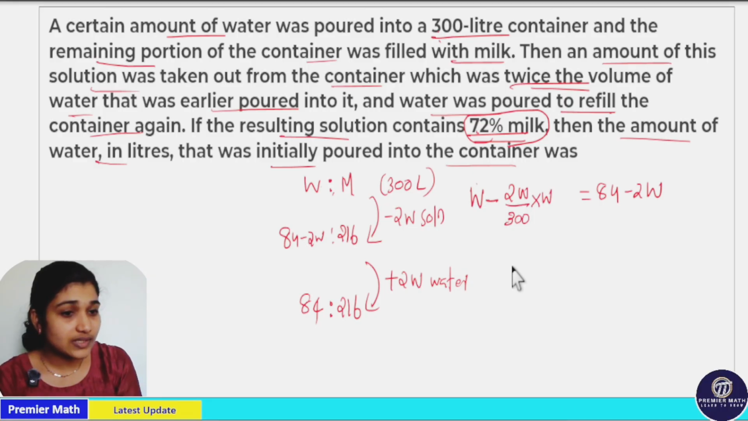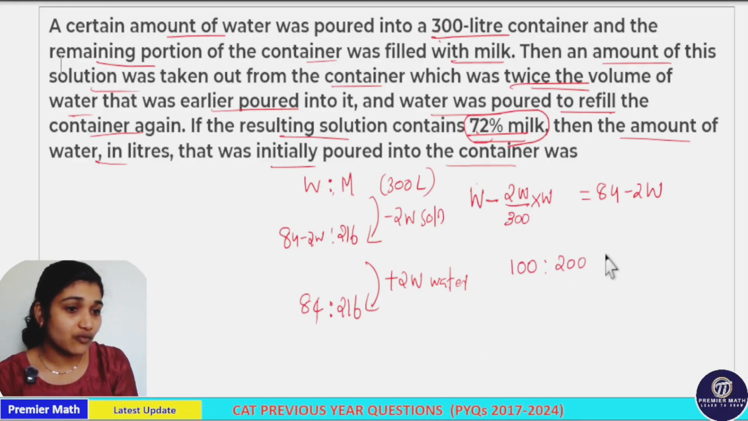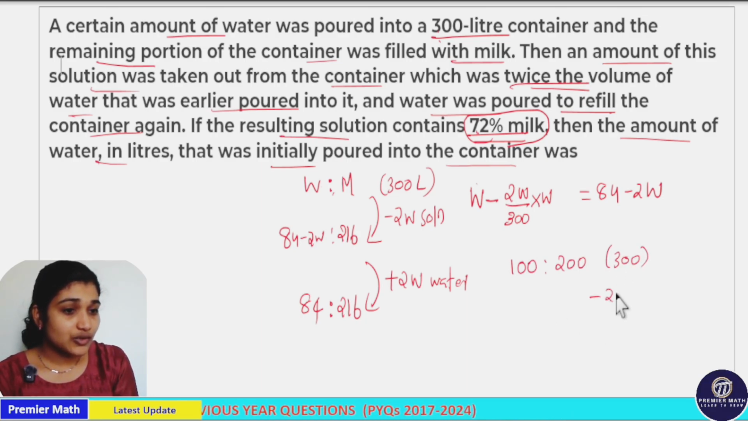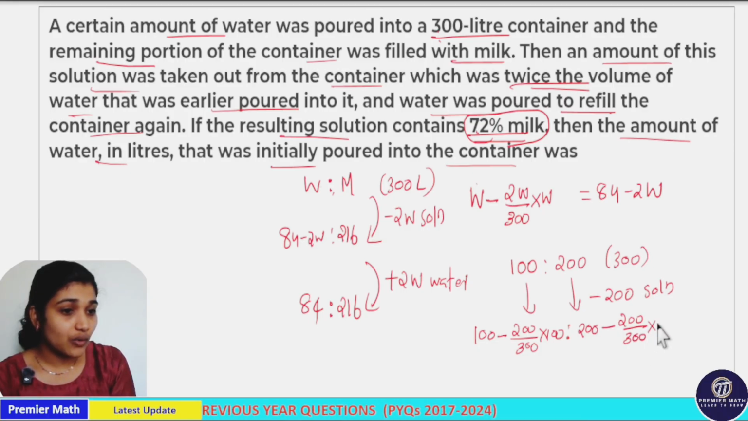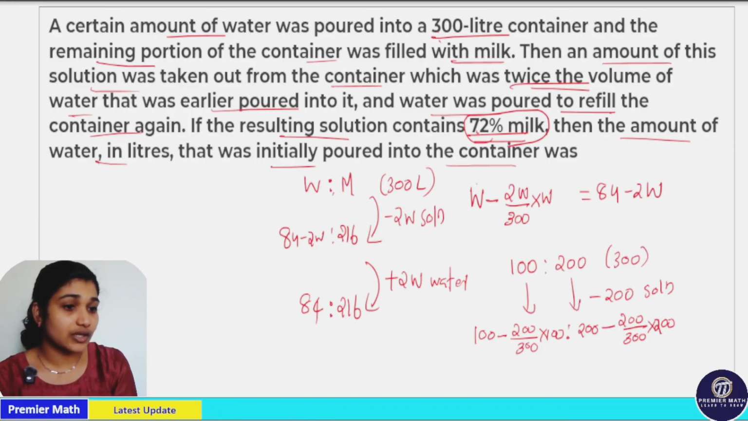If you have doubt, consider initially 100 liter water and 200 liter milk was there. Total 300 liter. Now, double of 100 means 200 liter solution you are taking out. Now, water part will become 100 minus 200 out of total 300 of 100 you are taking out. And milk part will become 200 minus 200 out of total 300 of 200 you are taking out. So this is the process.